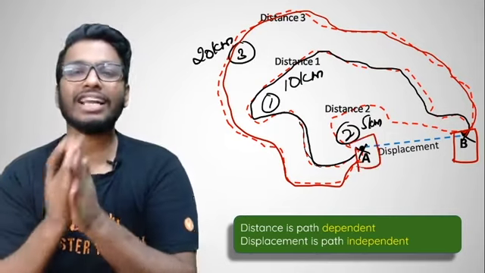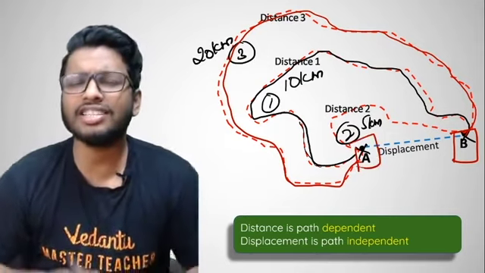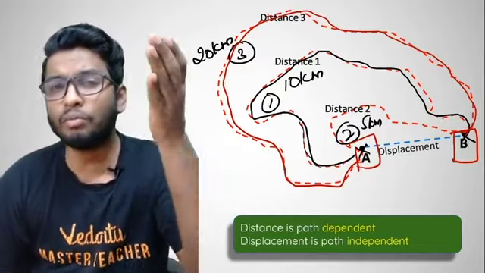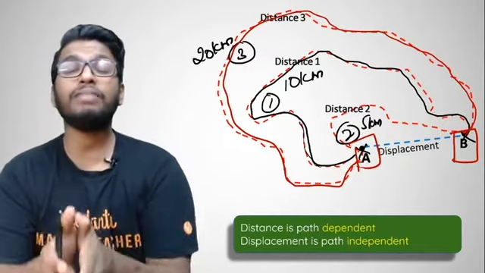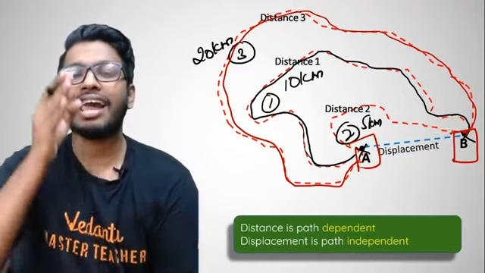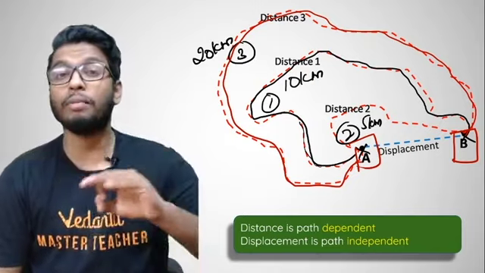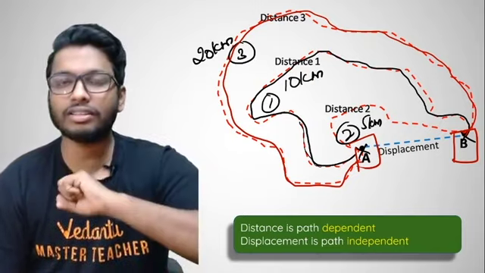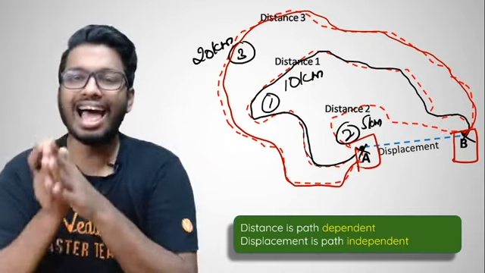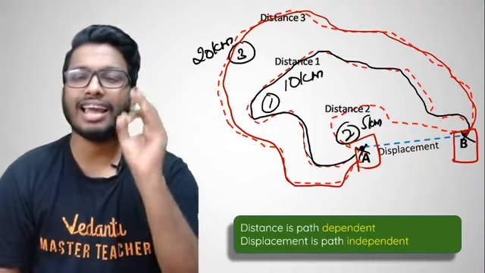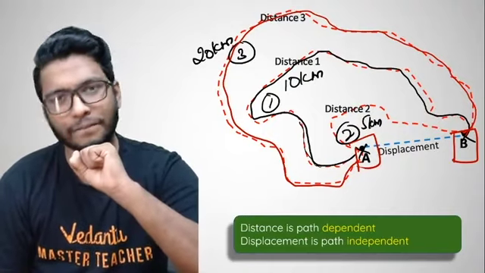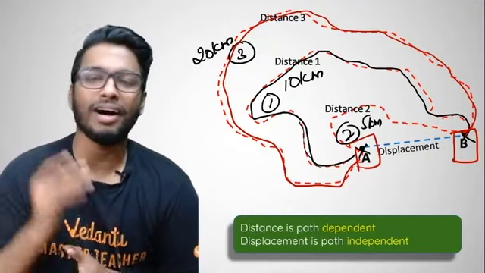Displacement is basically the final position minus the initial position, and it is not dependent on path, because no matter what path he takes, displacement in all the 3 cases is going to be the exact same. There's not going to be any change in displacement, because the final position and the initial position in all the 3 cases is the exact same. Alright guys, so that is what I mean by path dependency.